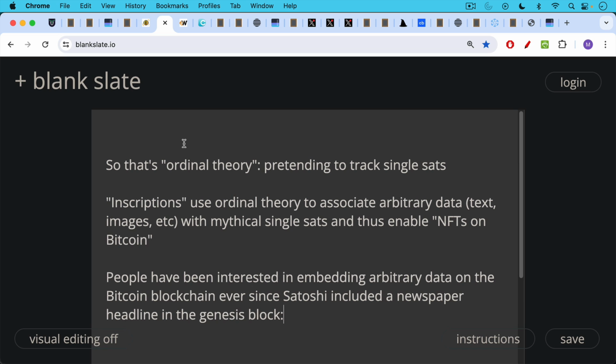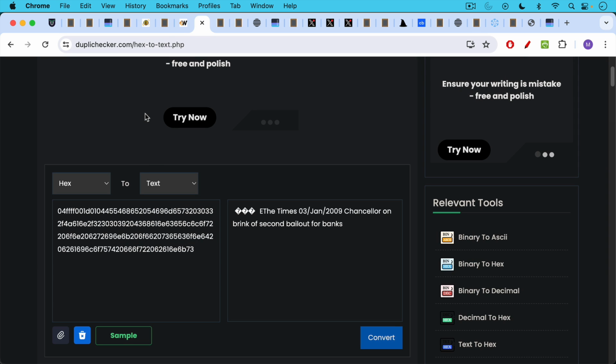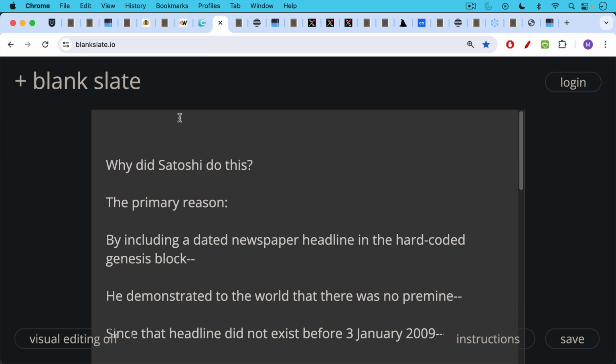Now, people have been interested in embedding arbitrary data on the Bitcoin blockchain ever since Satoshi included a newspaper headline in the Genesis block. If we take a look at the Genesis block, it had this hex code, for example, and if you put it into a hex to text converter, like I'll link to in the description notes below, we can see here the headline from the London Times, the Times January 3rd, 2009, Chancellor on the brink of a second bailout for banks. And so this is how this data was embedded in the Genesis block.